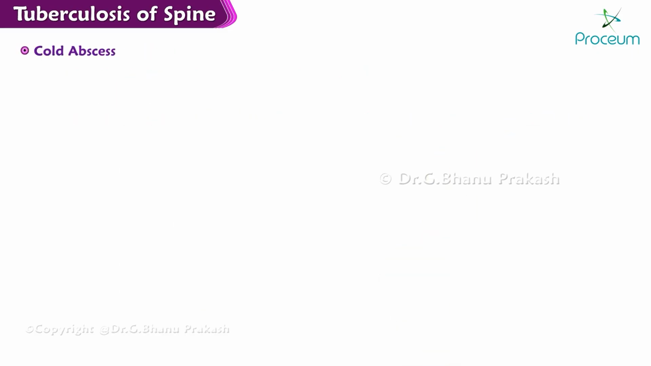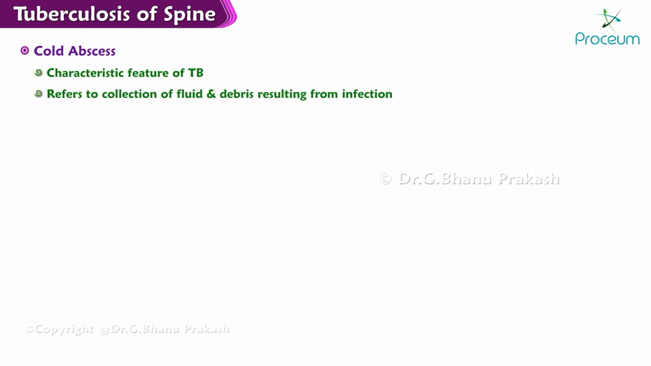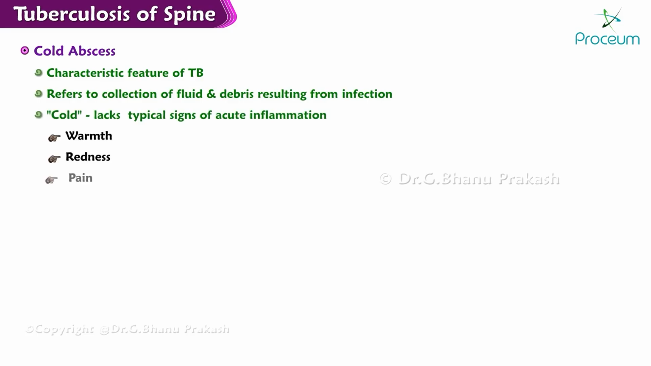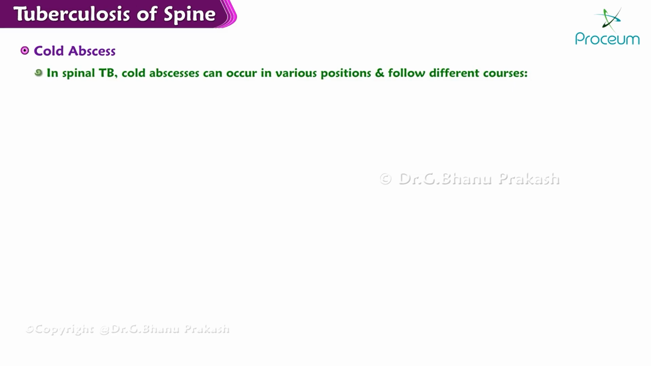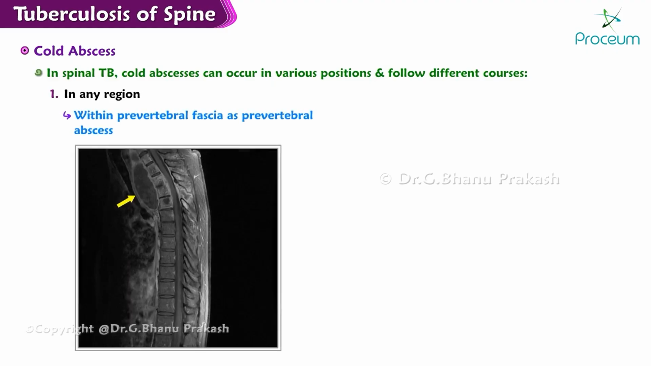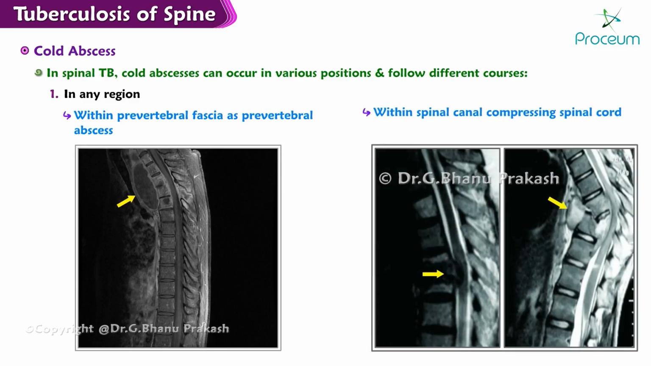Cold abscess. A cold abscess is a characteristic feature of tuberculosis and refers to a collection of fluid and debris resulting from the infection. It's called cold because it lacks the typical signs of acute inflammation such as warmth, redness, and pain. In spinal tuberculosis, cold abscesses can occur in various positions and follow different courses. In any region. Within the prevertebral fascia as a prevertebral abscess located in front of the vertebral body. Within the spinal canal, compressing the spinal cord.